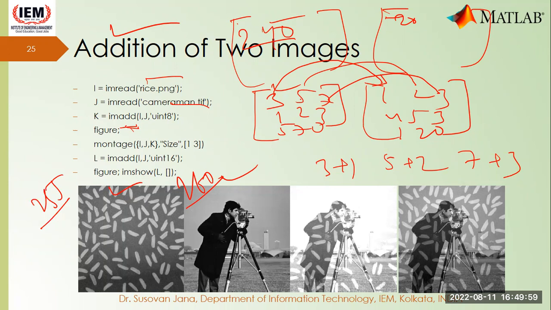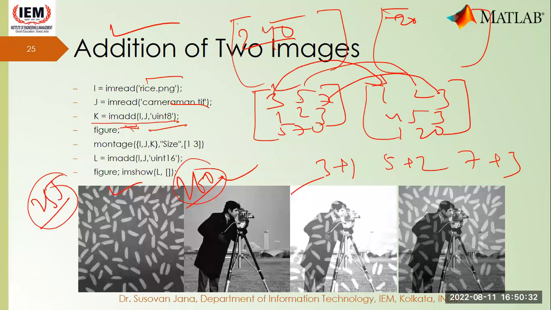If we are using unsigned integer of 8 bit, then those values which are greater than 255 will be replaced with 255. So 260 will be replaced with 255. So here, when we are adding two images using unsigned int of 8 bit, we will have this kind of washed out look, because those pixels having intensity greater than 255 will be assigned 255. That means you will get a completely white look.